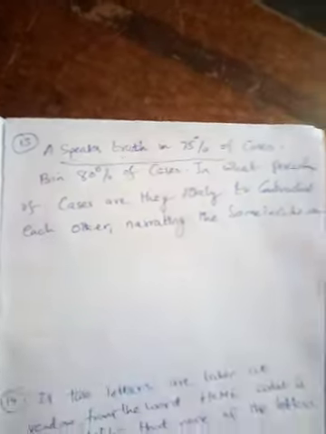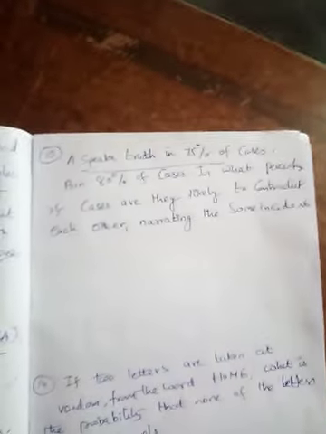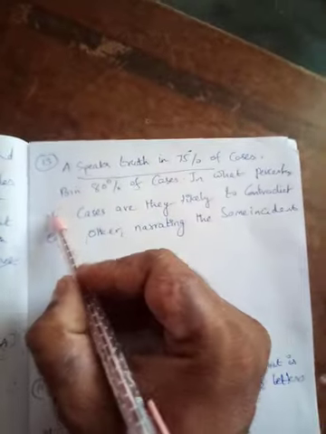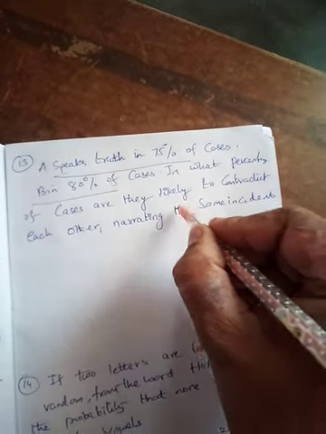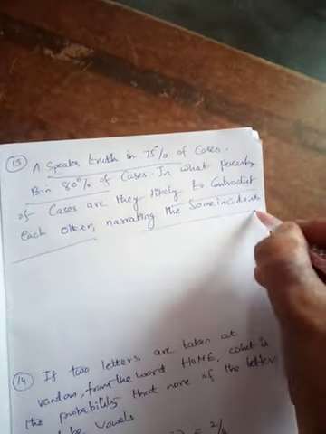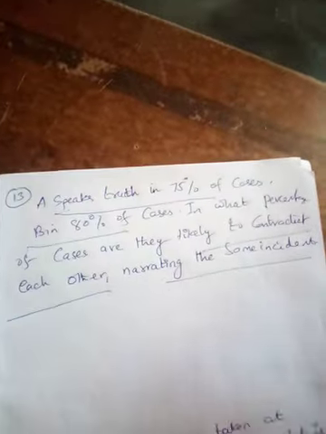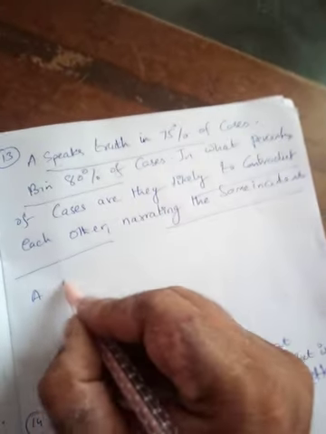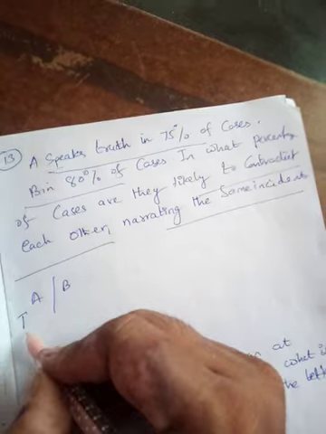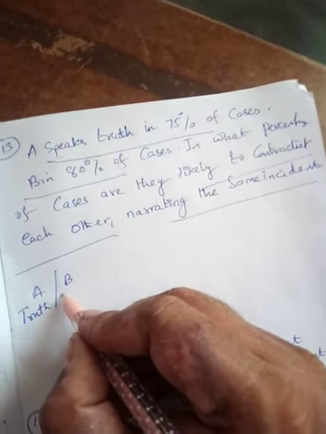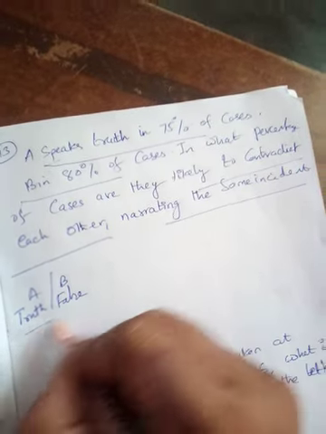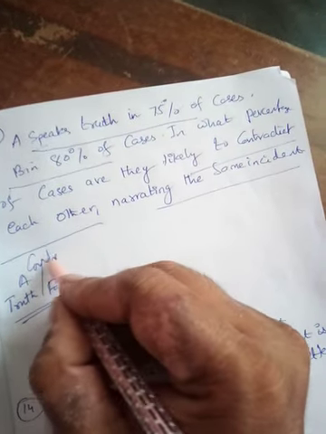A speaks truth in 75% of cases. B speaks truth in 80% of cases. In what percentage of cases are they likely to contradict each other, narrating the same incident? Now suppose A and B are there. A speaks truth and B speaks false. That is called a contradiction.